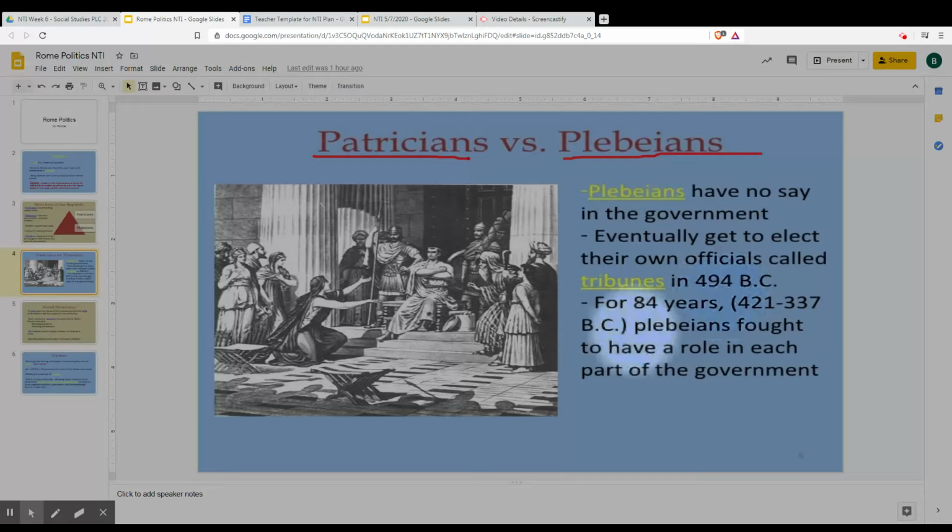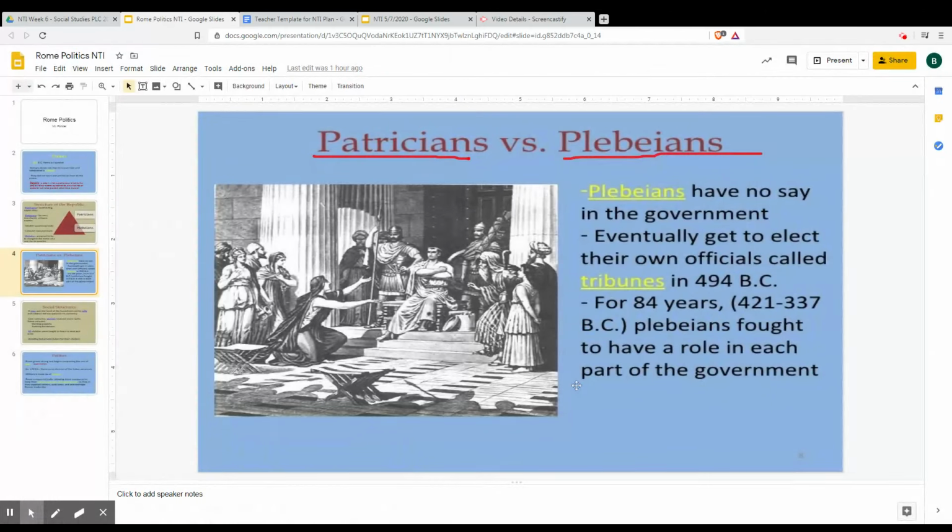And then for 84 years, from 421 to 337, the plebeians fought to have a role in each part of the government. So the poor people, or the plebeians, felt that the patricians had too much power, and they fought and compromised and worked to get power. So we see this in our society.